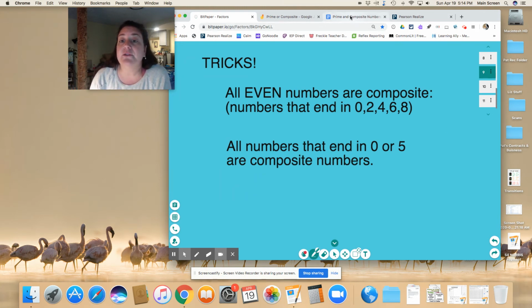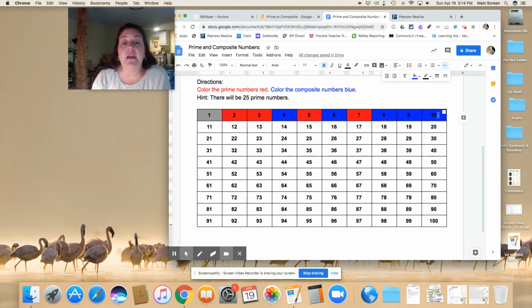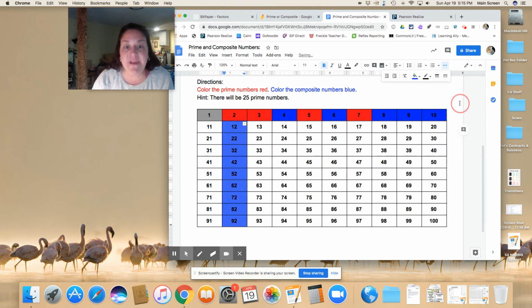by 5, and you'll get an answer. So if I was going to show that on my chart, I want to show that all even numbers are composite. So not 2. 2 is the only exception. 2 is the only number that's even and prime. So it's the only prime even number. So starting with 12, I'm going to highlight this whole row, and I'm going to make it blue because all of those numbers are composite.